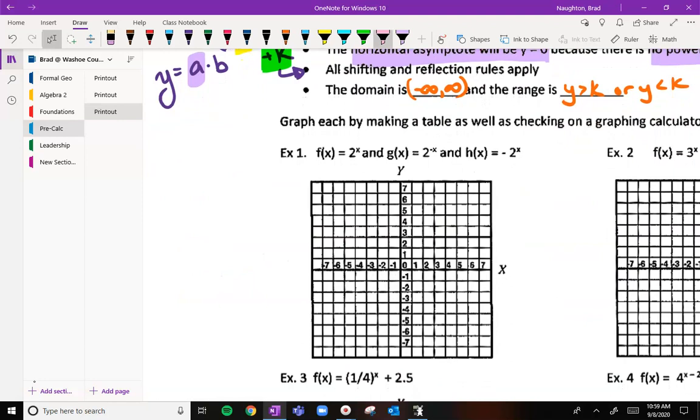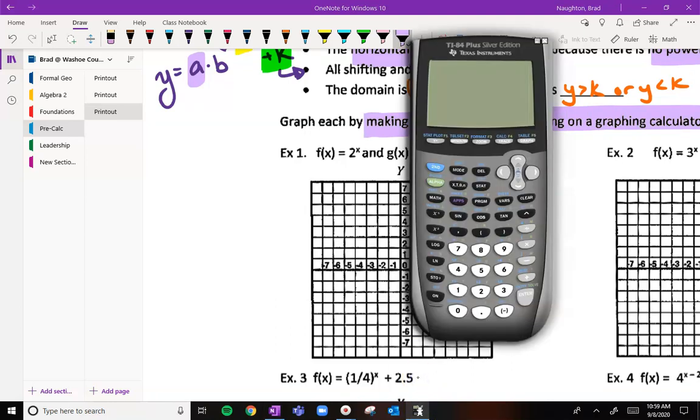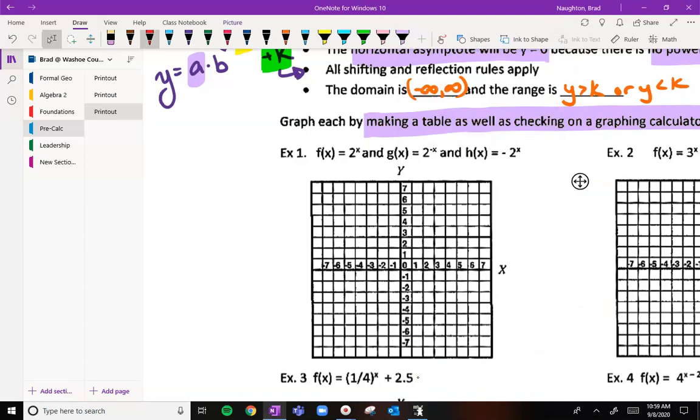So it says, with our directions here, want to make a table and check it on the graphing calculator. So get your graphing calculator handy, like what we have right here. Okay, so you can do this as well. But we're also going to start with the table. And the reason why we're going to start with the table is it's best to know why the graph is the way it is. So I'm going to have 3 functions.